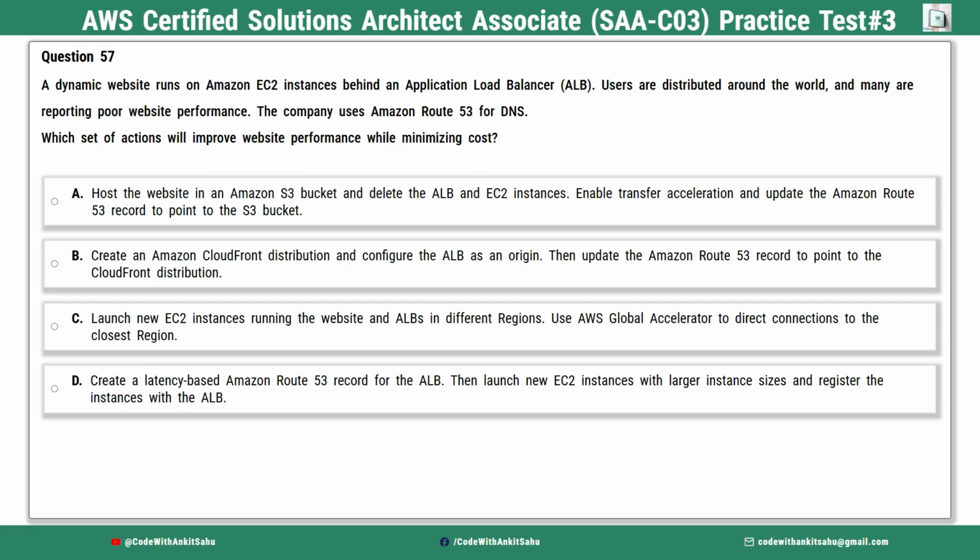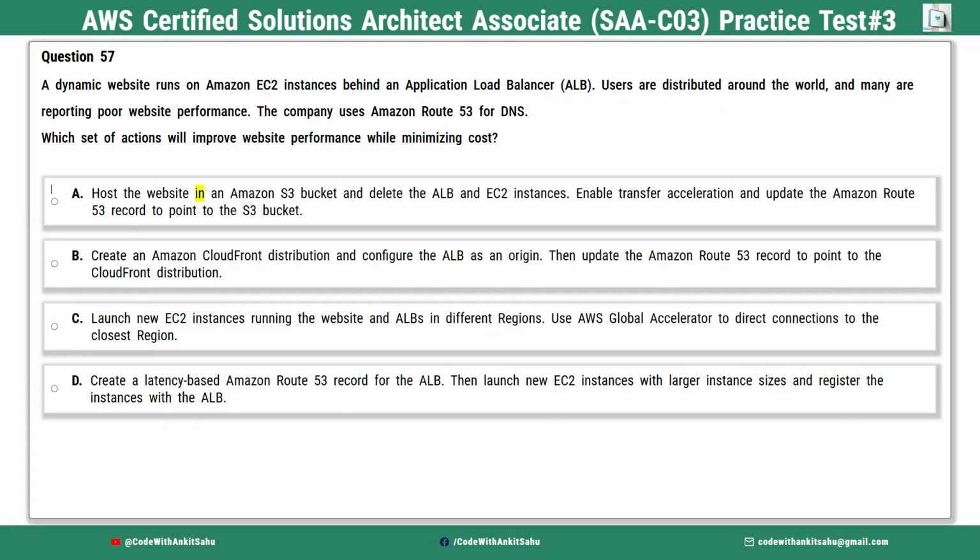Question 57. A dynamic website runs on Amazon EC2 instances behind an application load balancer, ALB. Users are distributed around the world, and many are reporting poor website performance. The company uses Amazon Route 53 for DNS. Which set of actions will improve website performance while minimizing cost?